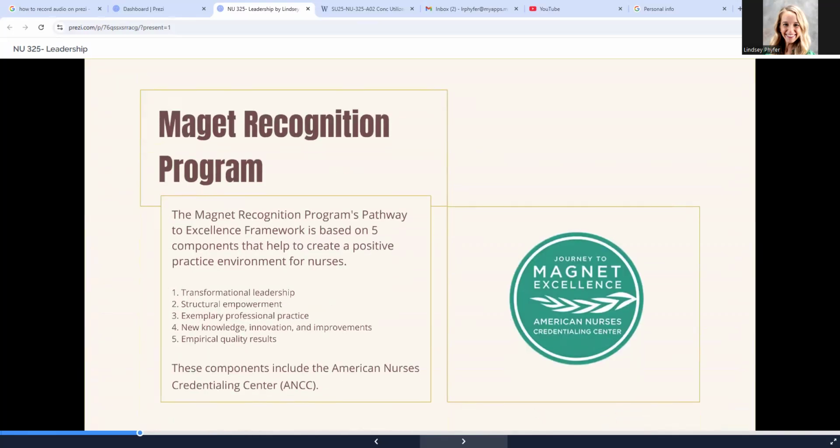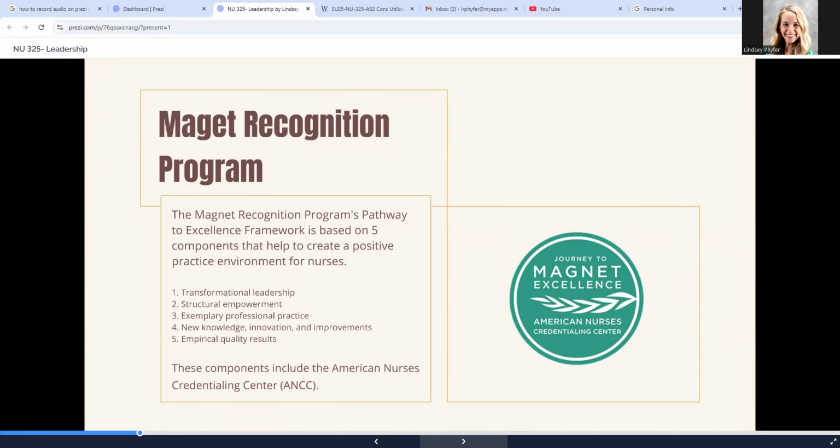So one way of creating that empowering work environment in a healthcare setting is through the Magnet Recognition Program. The Magnet Recognition Program's Pathway to Excellence framework is based on 5 components that help to create a positive practice environment for nurses. There are 5 components within this, and we're going to talk a little bit more about each one of them. The first one is that transformational leadership style is what's encouraged for agencies that are working with the Magnet Recognition Program.